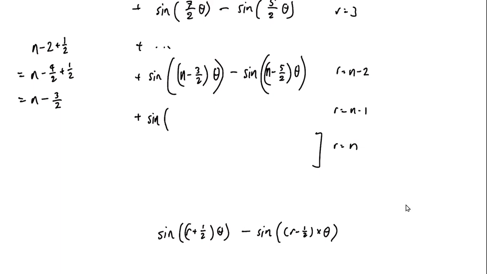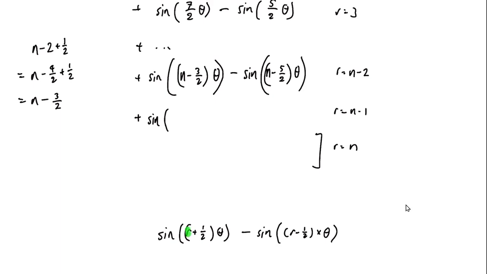The pattern here to note is you're increasing the value of R by 1 and the value of R by 1. So that means that you have to plus 1 to that coefficient in front of theta. So minus 3 over 2, you plus 1 to it, what do you get? Minus 3 over 2 plus 1, you get minus half. So n minus half, bracket times theta. Minus sine of, at 1, what do you get? You get minus 3 over 2, bracket theta.